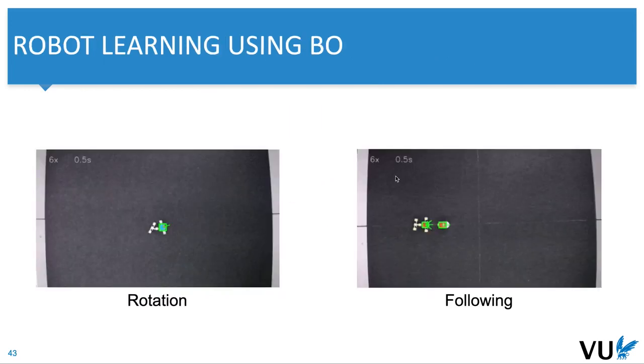And at the end, again from our lab, very specific two tasks, rotation and following an object, and both tasks trained by Bayesian optimization. The following we saw in the very beginning, and as you can see, it is trained pretty well. And now we have rotation, so the robot must learn how to rotate.